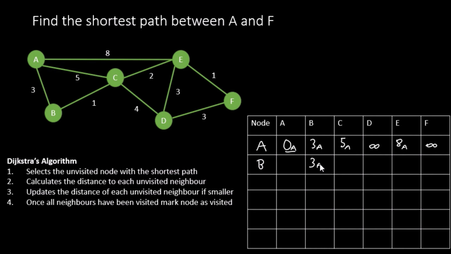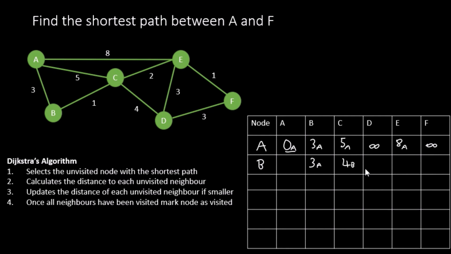So now we do B and C. Well, now the path between B and C is 1 plus the 3 to get from A. So actually the path from A now is 4. So we need to update the distance because it's smaller. So step 3 here is telling us we need to update this because it's now 4 as opposed to 5. But now we need to write down also the B here because we've gone via node B.